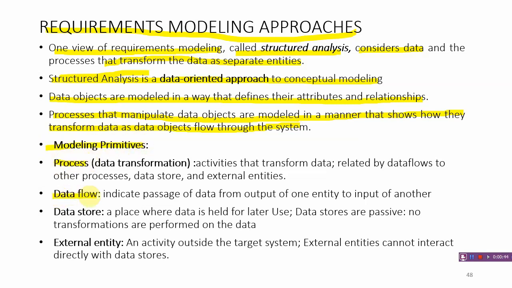So processes, data flow, data store, external entity, these are the basic primitives. Processes are nothing but activities that transform the data, which are related by data flows to other processes, data stores and external entities. Data flow indicates passage of data from output of one entity to input of another. A data store is a place where data is held for later use.